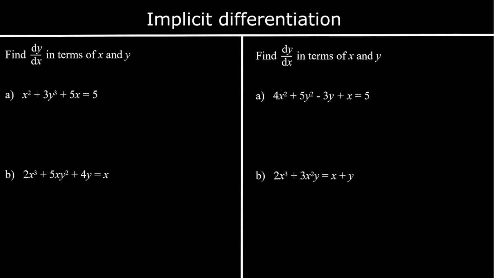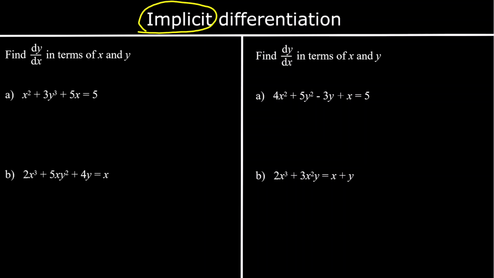When an equation is given implicitly, that means the y's and the x's are mixed up together. So it's not in the form y equals. There's a function with x's and y's in it. And we can differentiate implicit functions. We can differentiate implicitly using the chain rule.